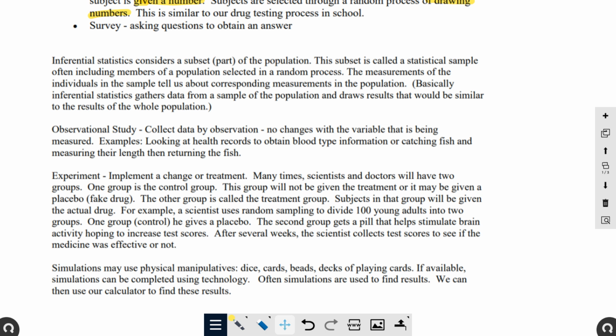All right, but that's how you do an experiment. All right, y'all go back to your seats.